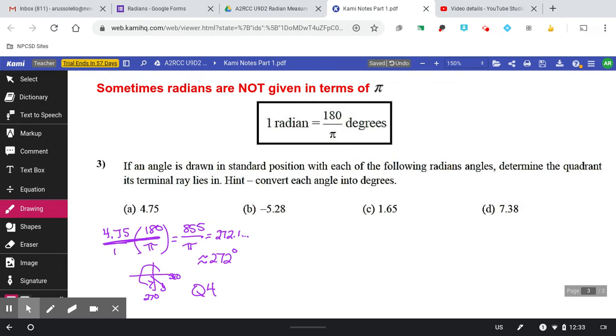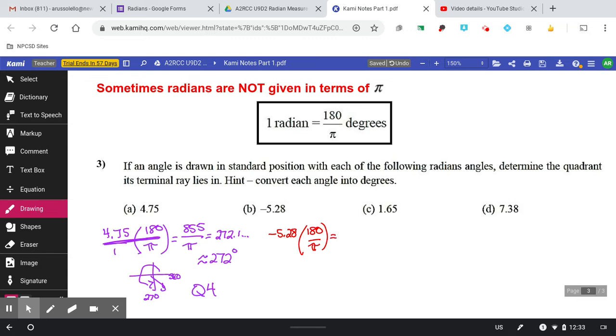Okay, now the next one, we have negative 5.28 times 180 over pi. Now, if you're using a calculator and the fraction bar, you don't have to do this in 2 steps. You don't have to multiply it by the 180 and then divide by pi. You can just multiply it by 180 over pi. All right, so that's what I'm going to do this time.